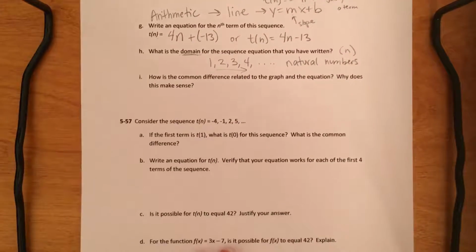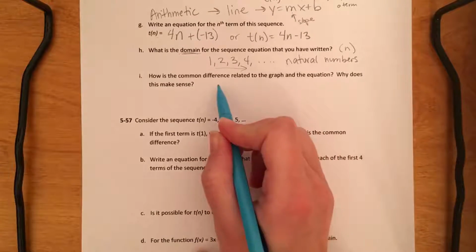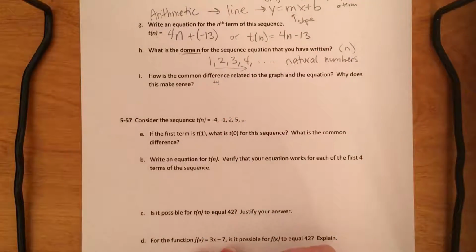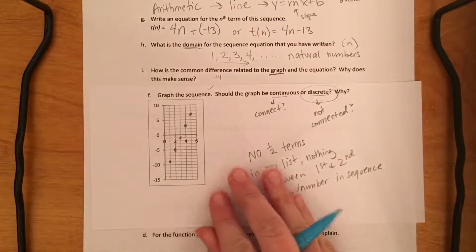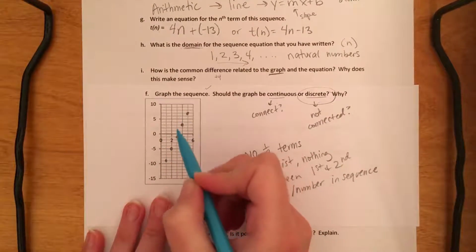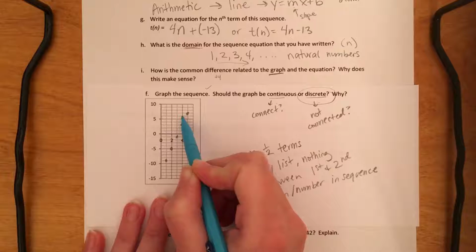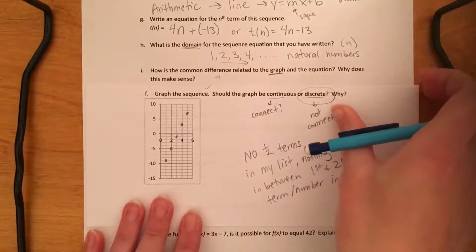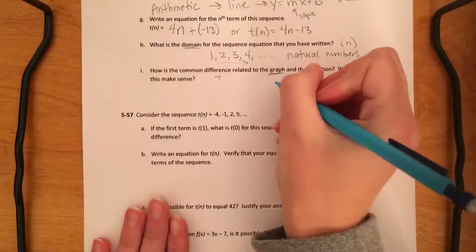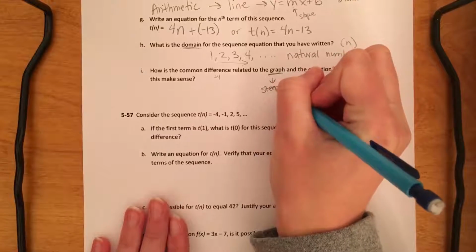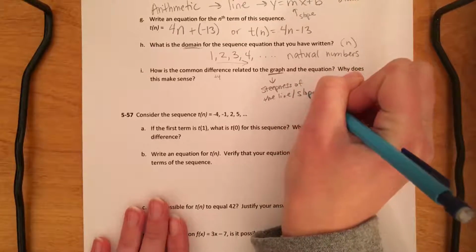How is the common difference related to the graph and the equation? Why does this make sense? The common difference was 4 again, it was adding 4. And where do you see this in the graph? If I go back to my graph, right here, we can see the change from this point to the next point as I'm going up: 1, 2, 3, 4 over 1. So that's our slope. The common difference is our slope in the graph. That's how steep the line is. So related to our graph, it is the steepness of the line, also called the slope.